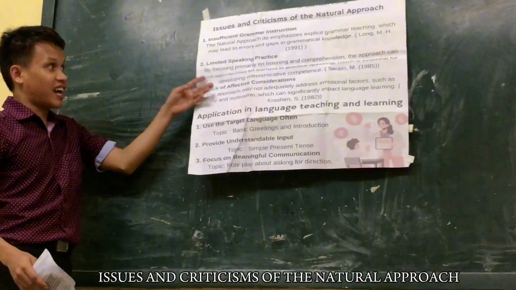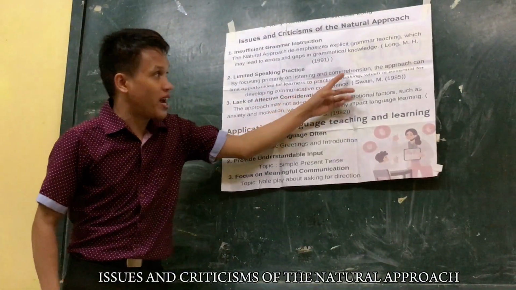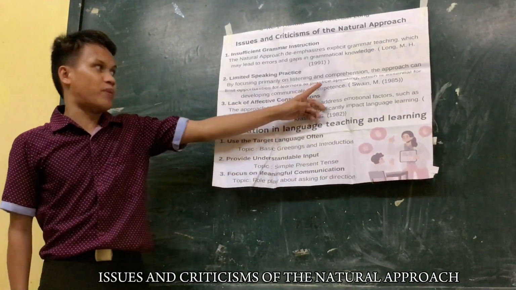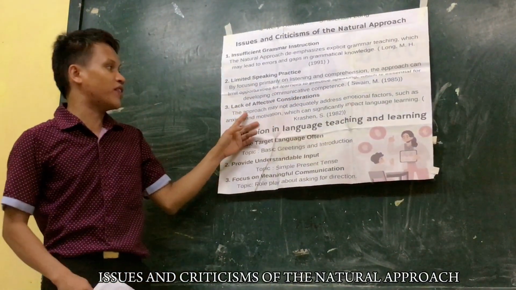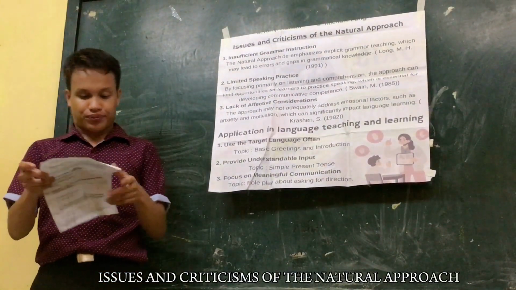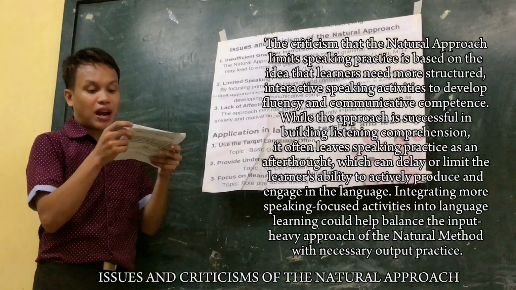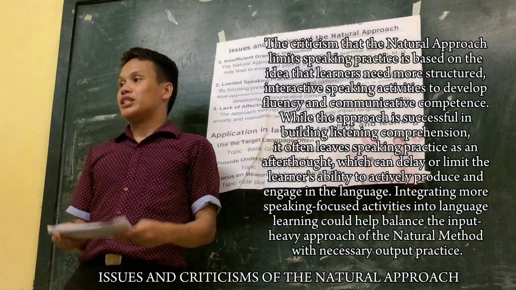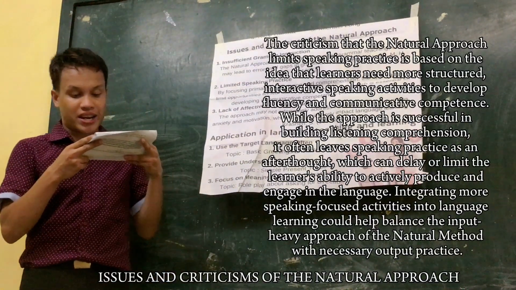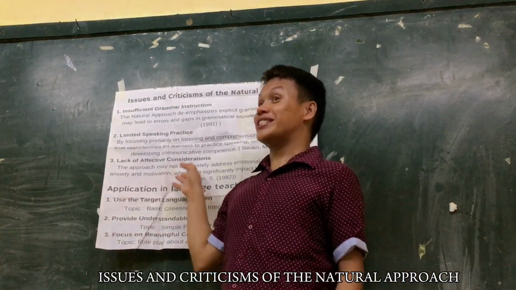The second is limited speaking practice. By focusing primarily on listening and comprehension, the approach can limit opportunities for learners to practice speaking, which is essential for developing communicative competence, according to Swain in 1985. The criticism is based on the idea that learners need more structured and interactive speaking activities to develop fluency and communicative competence.